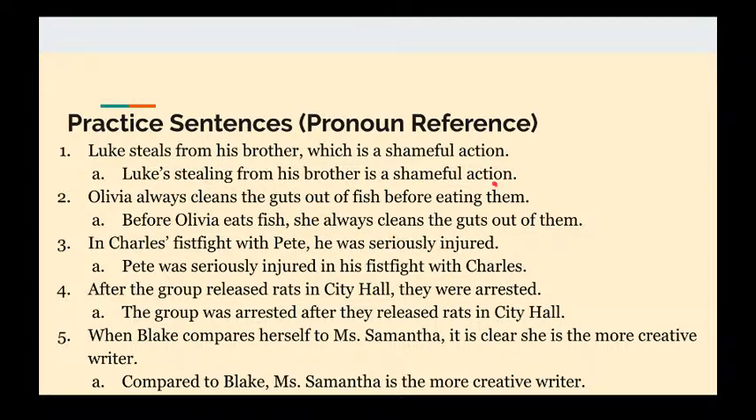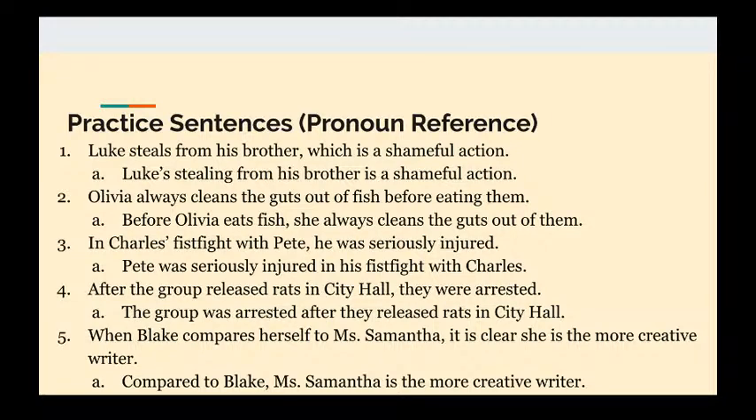So since we don't know what them is in sentence number 2, we can correct the sentence to, before Olivia eats fish, she always cleans the guts out of them. So we know first, as introduced here, that she eats the fish, but then we go on to more details saying that she cleans the guts out of them. So we know what she's eating and what she's cleaning, and we don't have any confusion between the two.